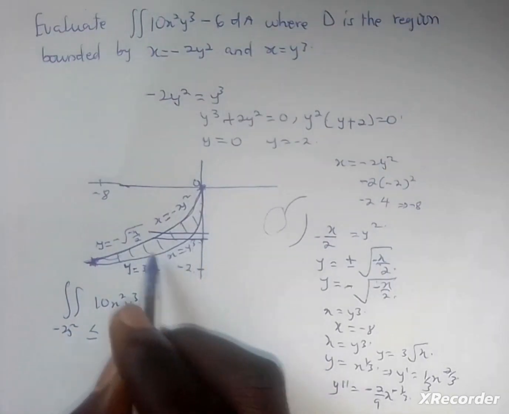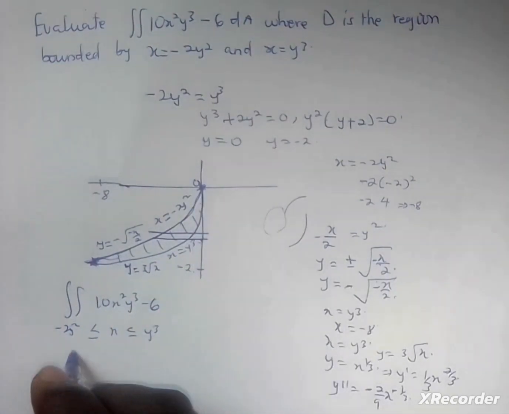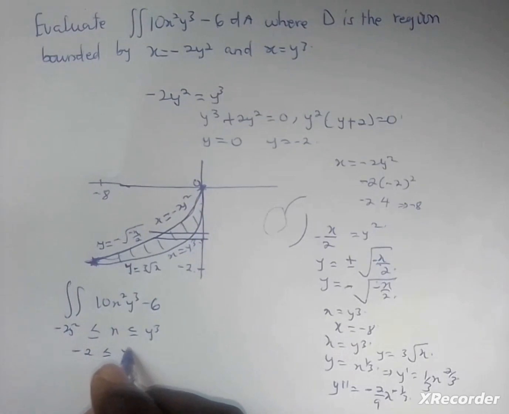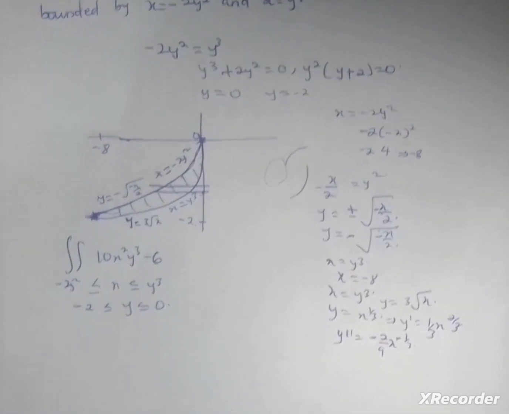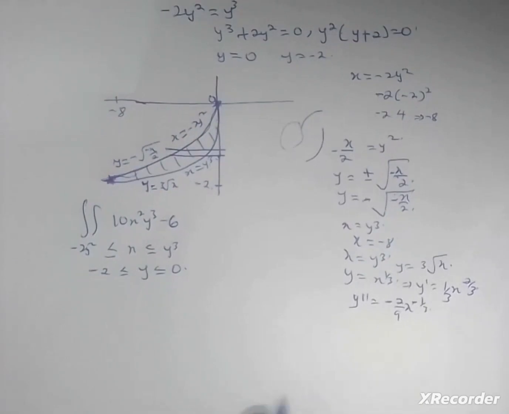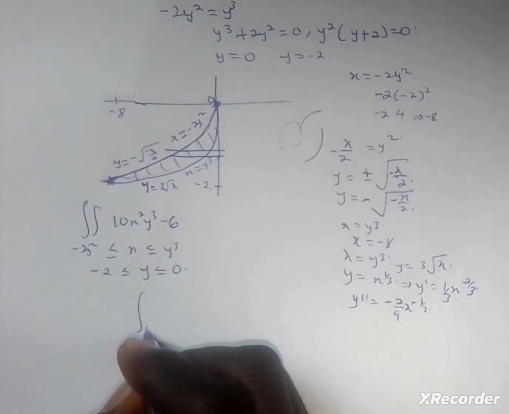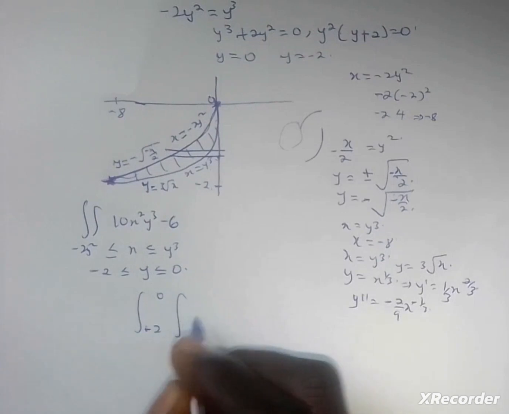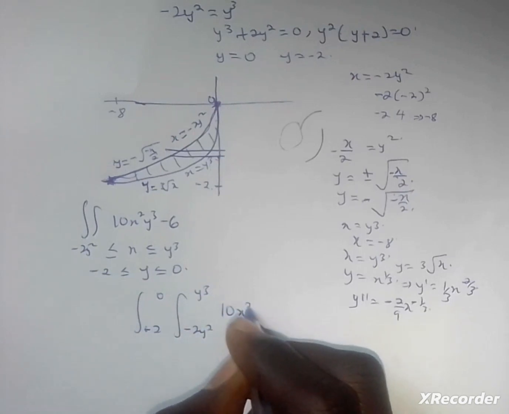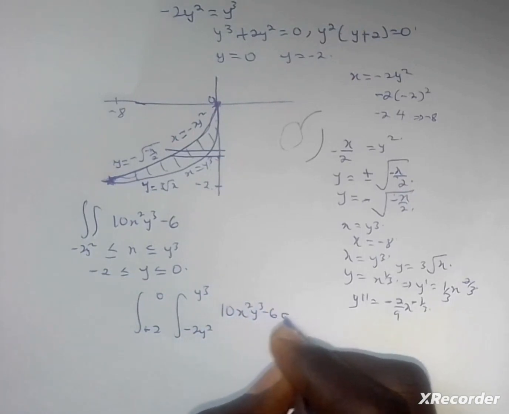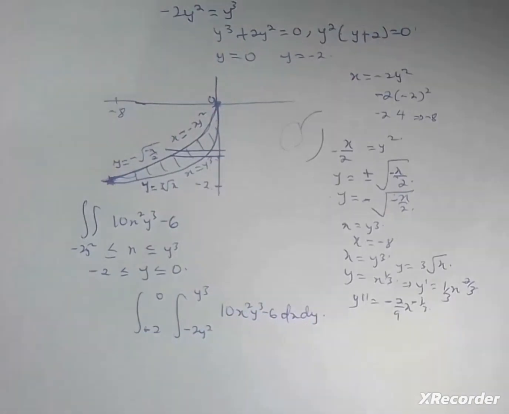Then my y is going to take from here negative 2 to 0. Negative 2 less than or equal to y less than or equal to 0. I'm then done with my limit points. The rest is just a computation. So integral negative 2 to 0, integral negative 2y squared to y cubed of 10x squared y cubed minus 6, dx dy.